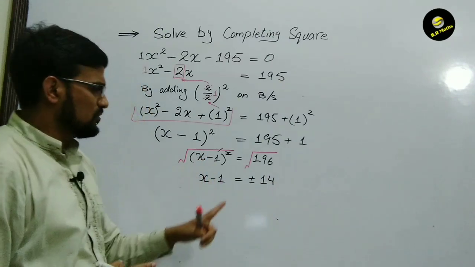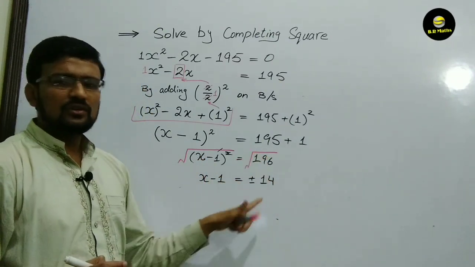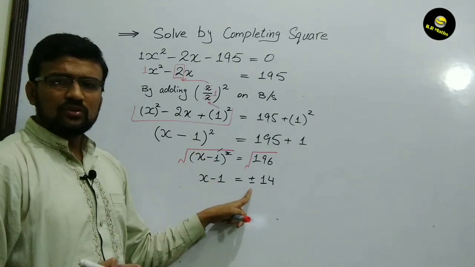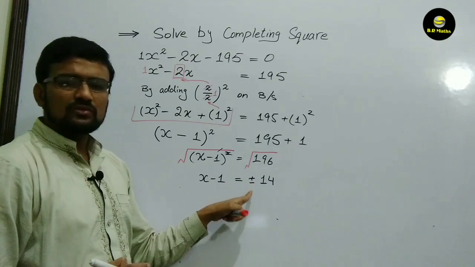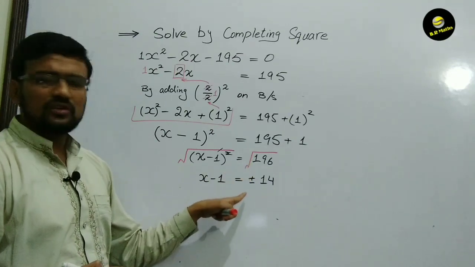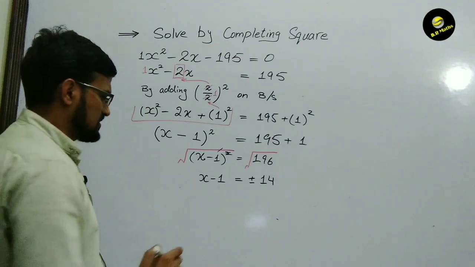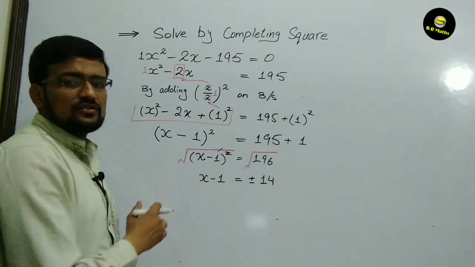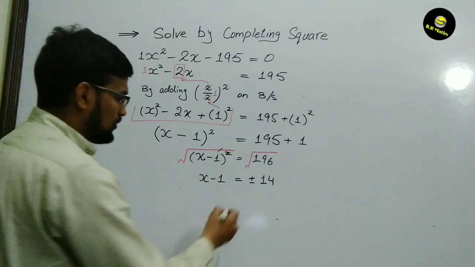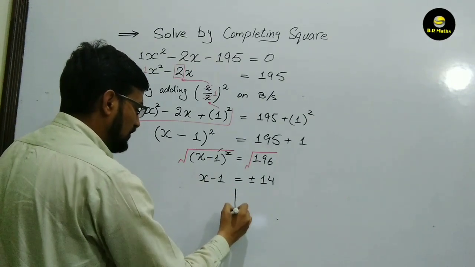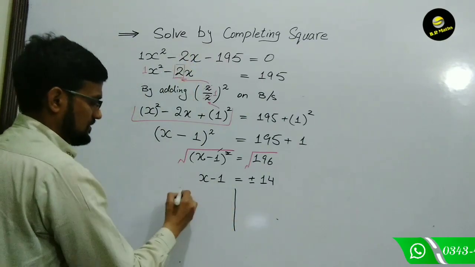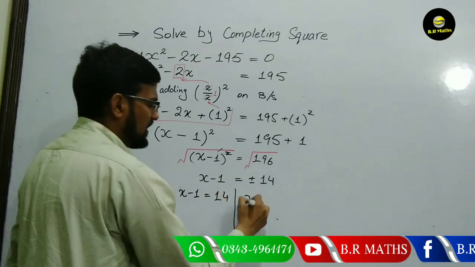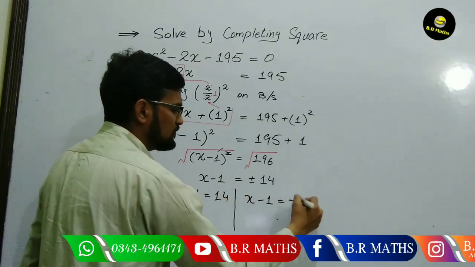All of you know that when we take the square root, it means plus minus. In the 9th class square root topic, you studied the plus minus. When we take the square root in any question, we use plus minus. These are two values, and we solve for two values of our variable x: x minus 1 is equal to plus 14 and x minus 1 is equal to minus 14.